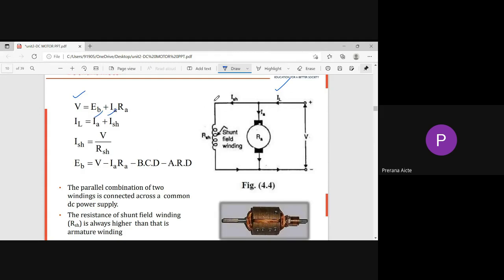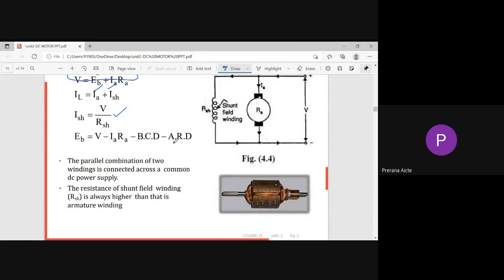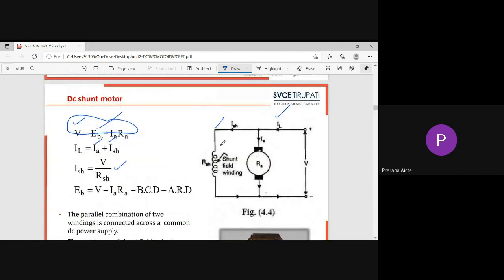To find the shunt field current Ish, since the supply voltage is across the armature and shunt field winding in parallel, according to Ohm's law Ish = V / Rsh. To get the back EMF from the equation, Eb = V - Ia Ra, including armature reaction drop and brush contact drop. Since the shunt field winding is in parallel with the armature, it is called a shunt motor.